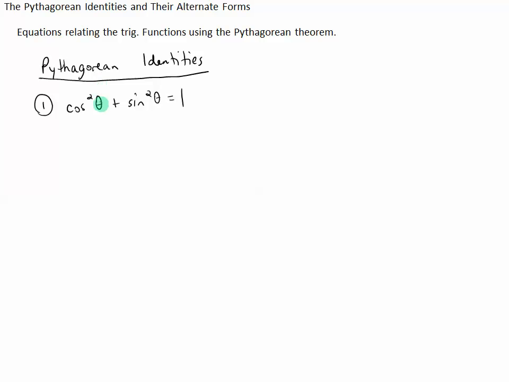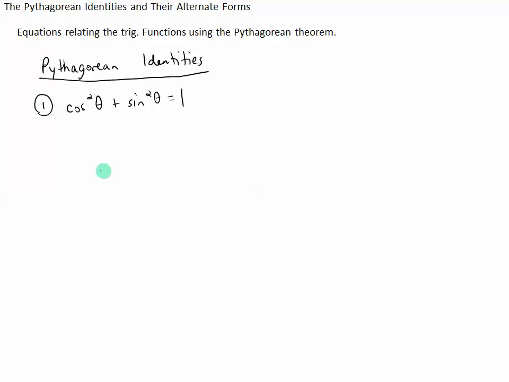One thing to note here is that the angles are the same. So if this was theta and this was phi, this would not be a true statement. But if the angles are the same, then I could take the cosine of the angle, square it, add it to the sine of the angle squared, and I would get 1 every single time.